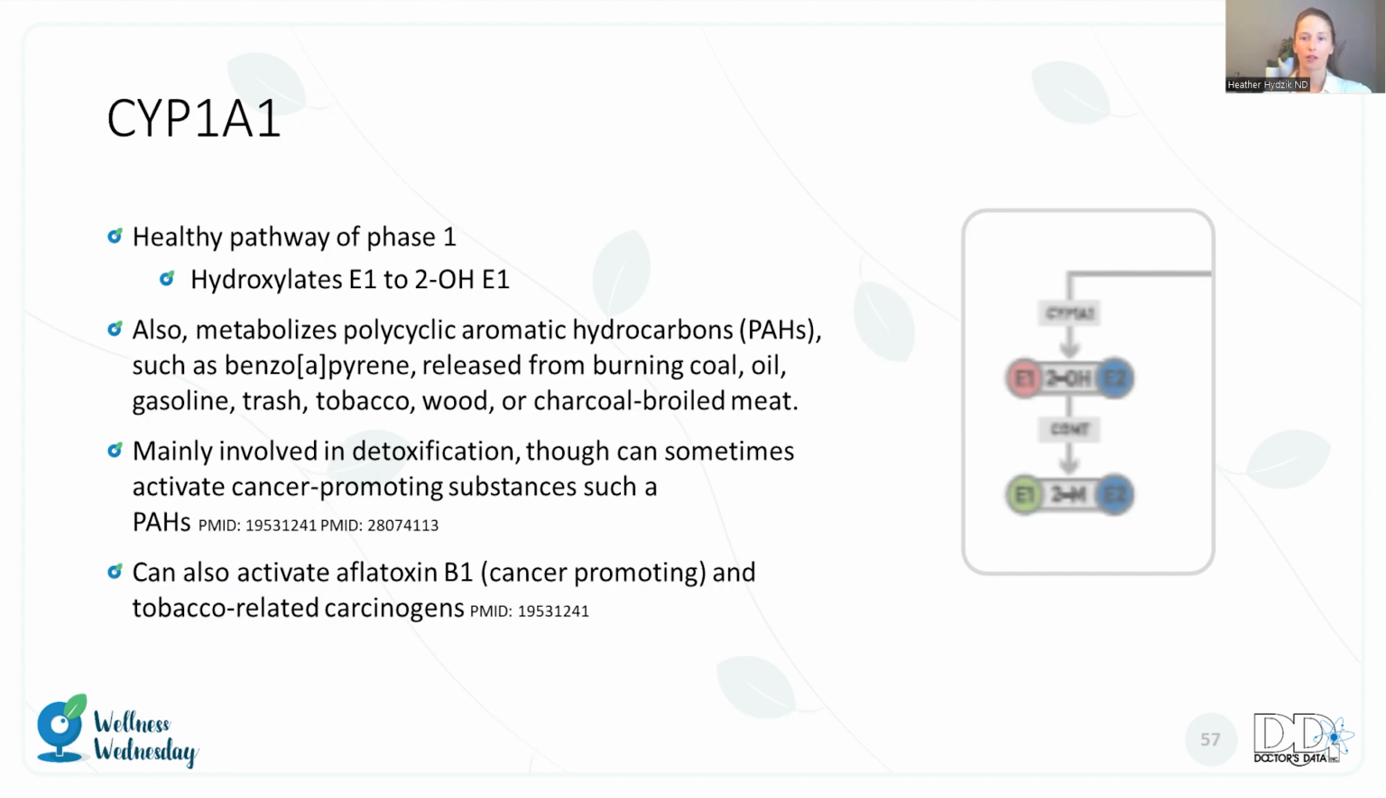Often we want to increase the activity of the CYP1A1 enzyme to ferry estrogen down the safer 2-hydroxy pathway. Although other toxins are moving through the system and turning into even more dangerous intermediates, things like polycyclic aromatic hydrocarbons, which are cancer promoting. And this enzyme also activates aflatoxin B1, which I think comes from contaminated peanuts, and also tobacco intermediates. These are both carcinogenic, and that's why you need to ensure that all phases of metabolism and detox are happening, phase 2 and phase 3 again.